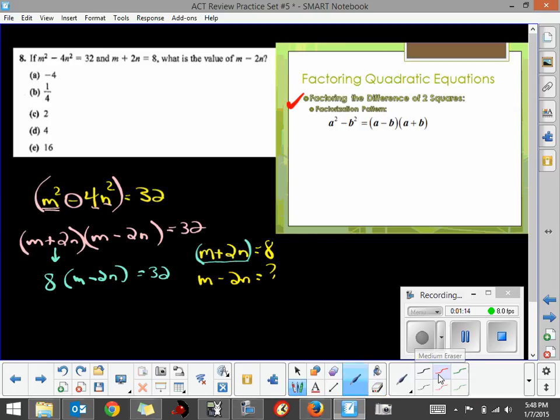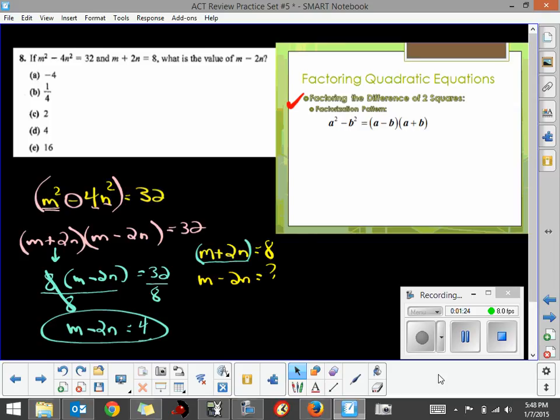So now I'm going to take this equation and divide it by 8. And that means the m minus 2n would have to equal 4. So it really hinges on your ability to factor the difference of two perfect squares. That's why we spent so much time this year trying to get you solid in your factoring principle.